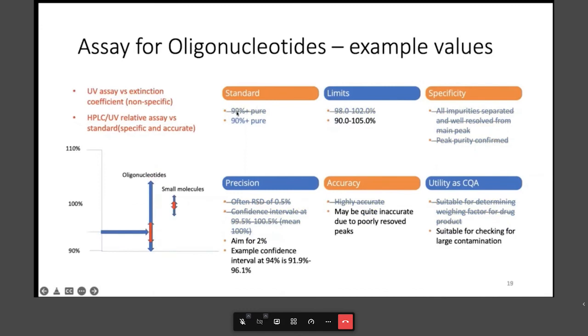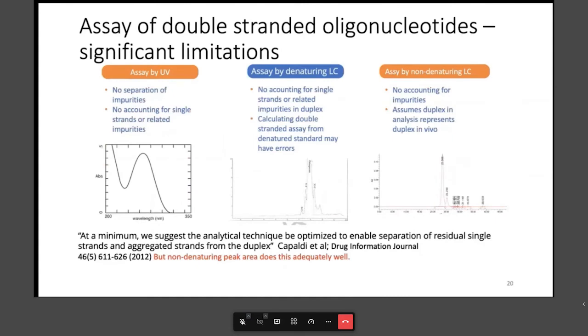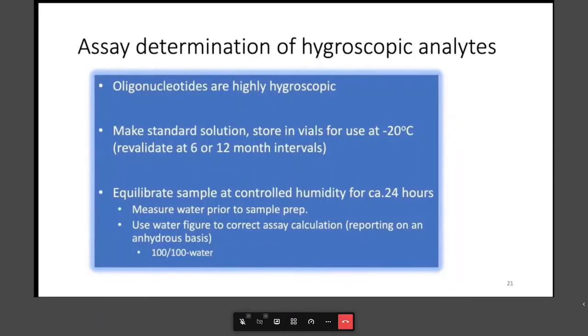We do not have that for oligonucleotides. We typically have less pure standards. Limits are wider, which is good. We don't have good specificity for the reasons I just said, and we can see that we're probably going to get poorer precision, and therefore our confidence interval is wide, and therefore accuracy is quite inaccurate, and it is really only suitable for checking for large contamination. I would venture to say it is not very suitable for working out where you are with respect to compounding for secondary use. I think the only other thing to say here is that oligonucleotides are also highly hygroscopic.